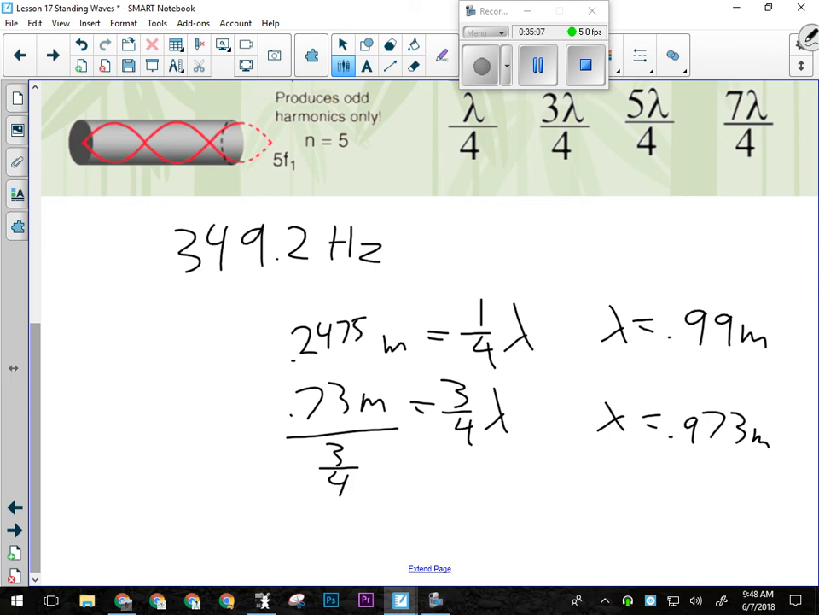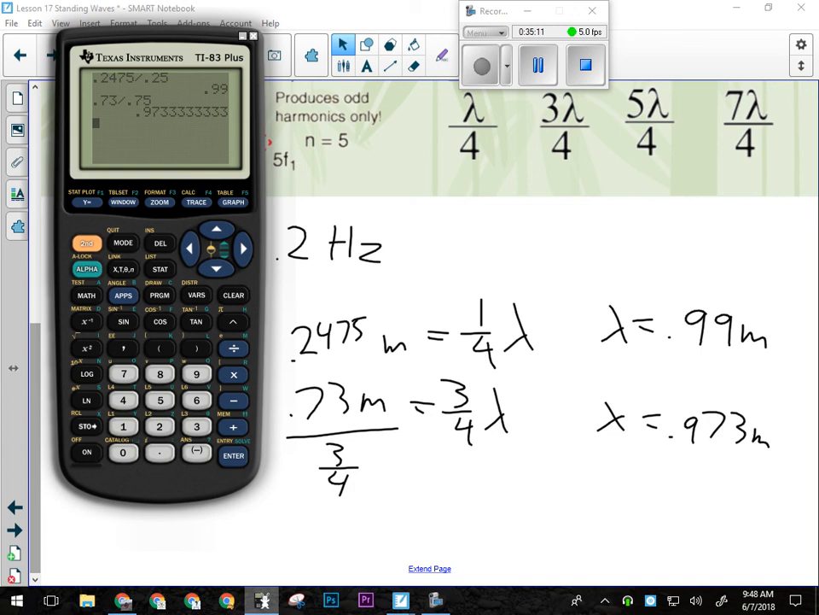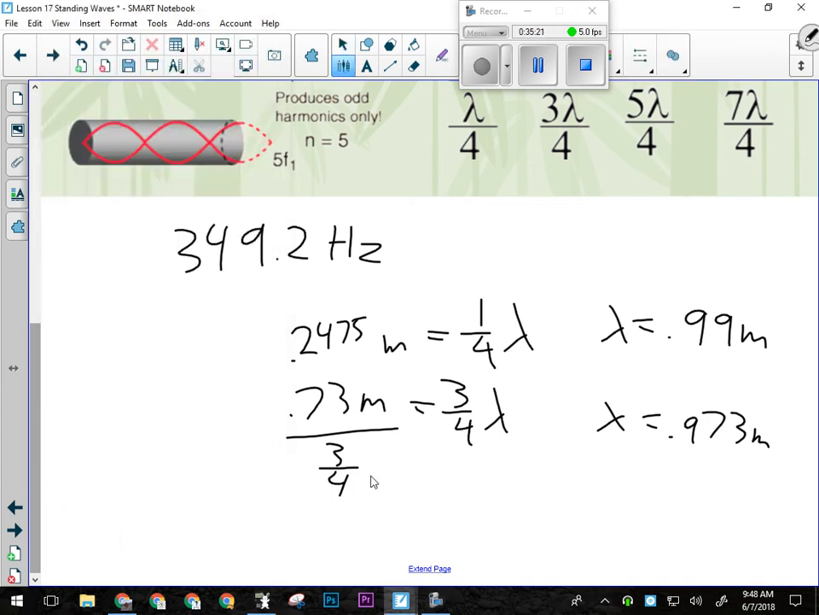Okay, so that means our wavelength is somewhere between those two numbers. We'll just average them. Okay, that'll probably be the best way. So plus 0.99 divided by 2. All right, so we'll say our average wavelength is 0.982. Okay, so our wavelength is 0.982 meters.